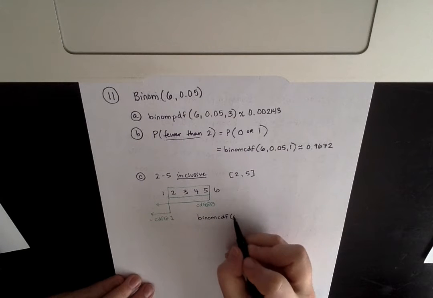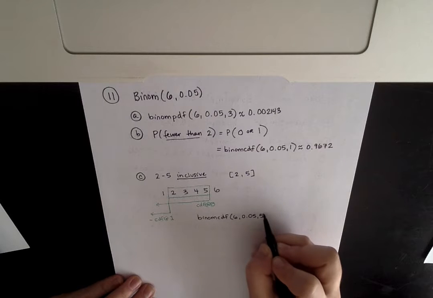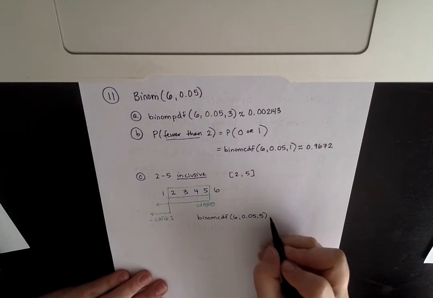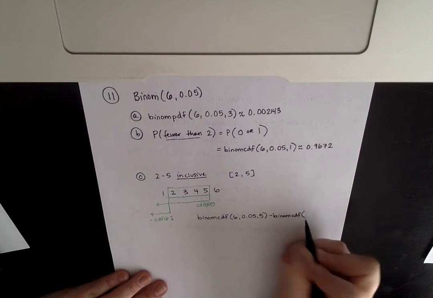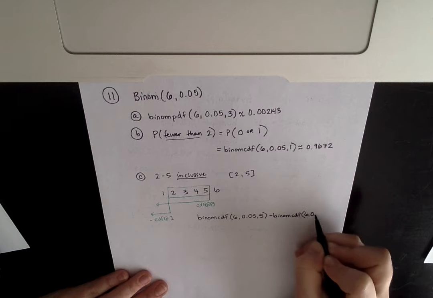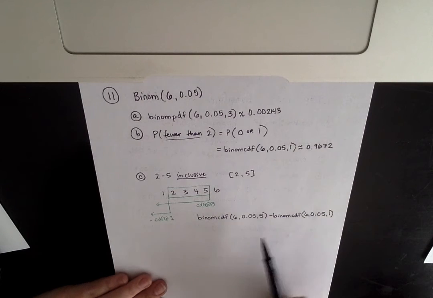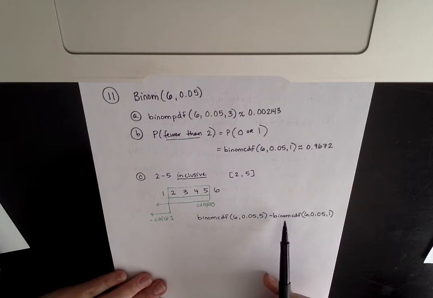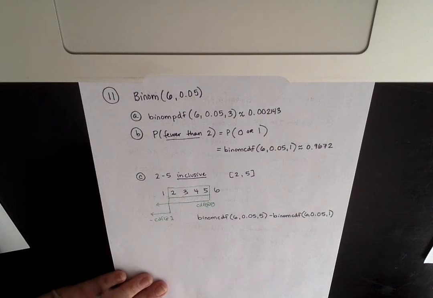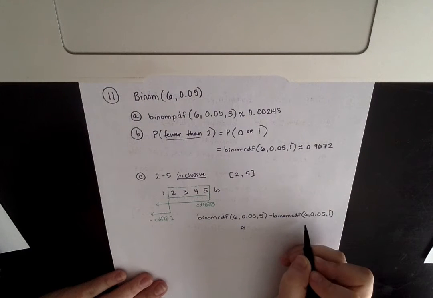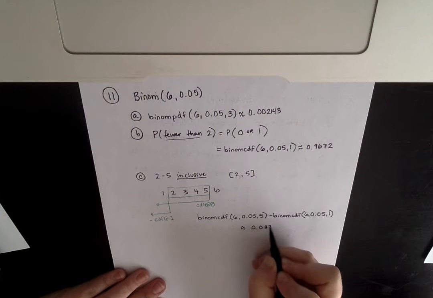CDF, where we have 6 trials, probability of success is 0.05, and here we have 5 successes, and then we subtract, and this can all go in one line in the calculator, the binom CDF, 6 trials, probability of success 0.05, and 1. So this gives me 5, 4, 3, 2, and this takes away 1 and 0. So I'm left with everything we want. Here, if you stick this all in one line in the calculator, the answer is 0.0328.